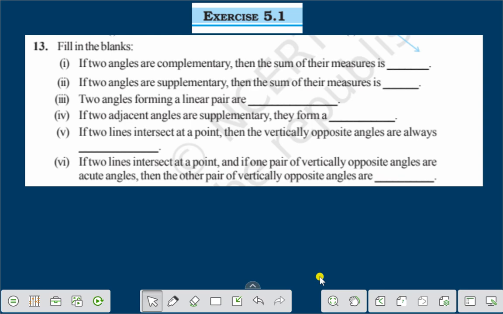Hello everyone. Today we shall discuss exercise 5.1 question number 13, that is fill in the blanks.